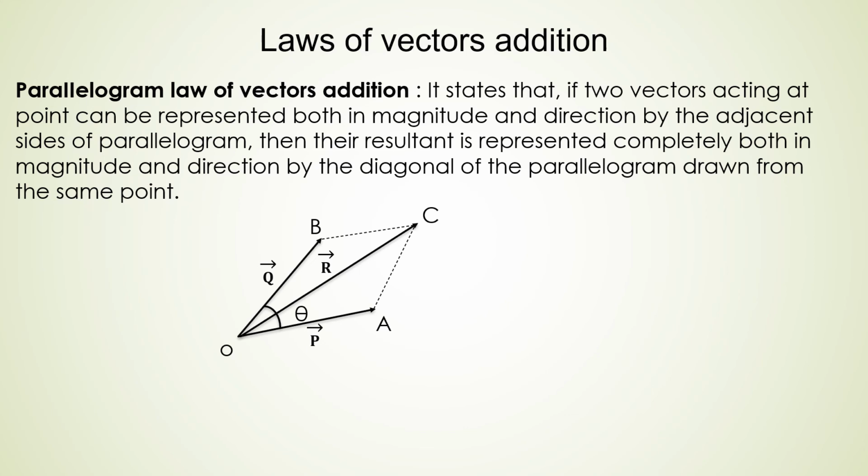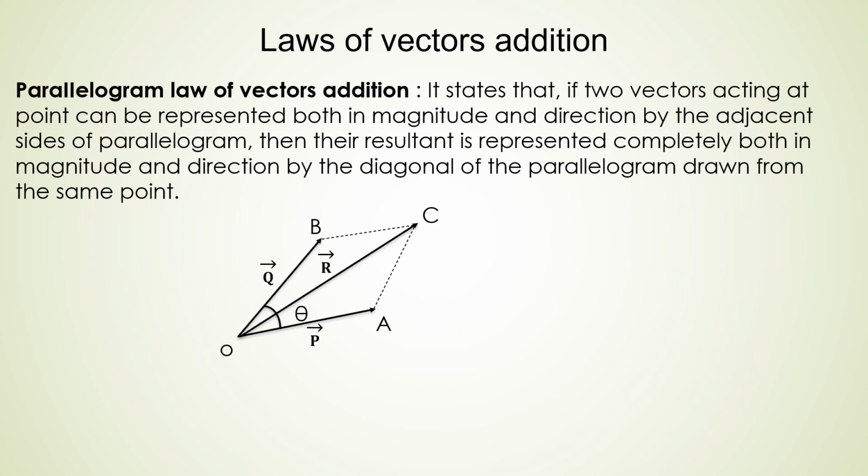Let's study the parallelogram law of vector addition. It states that if two vectors acting at a point can be represented both in magnitude and direction by the adjacent sides of a parallelogram, then their resultant is represented completely both in magnitude and direction by the diagonal of the parallelogram drawn from the same point.